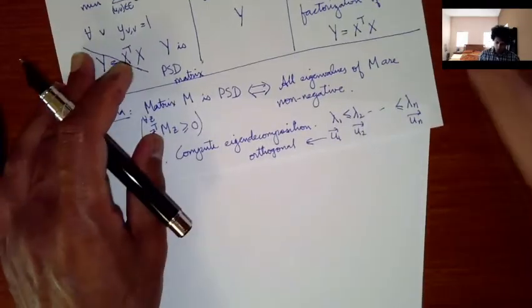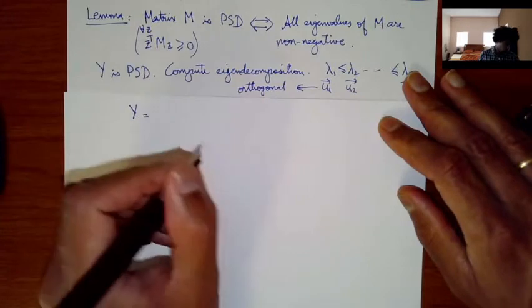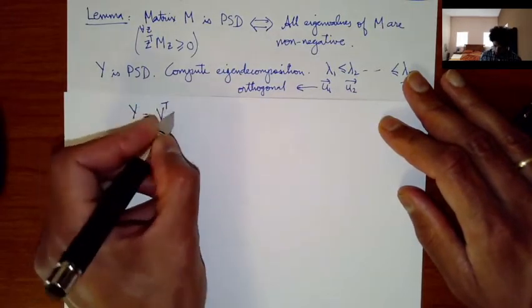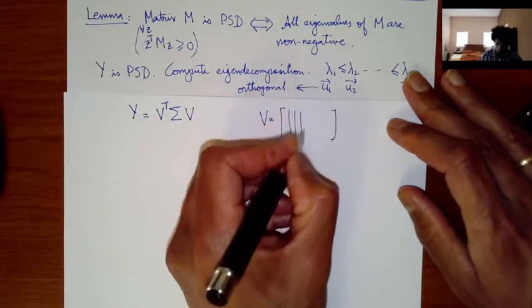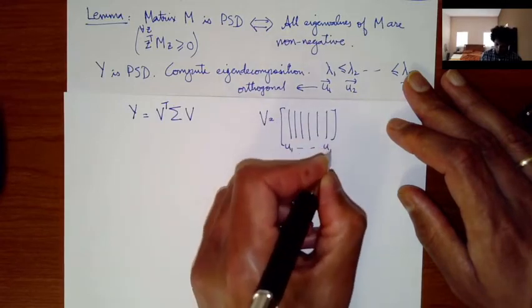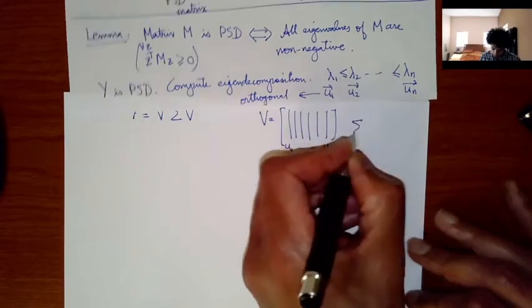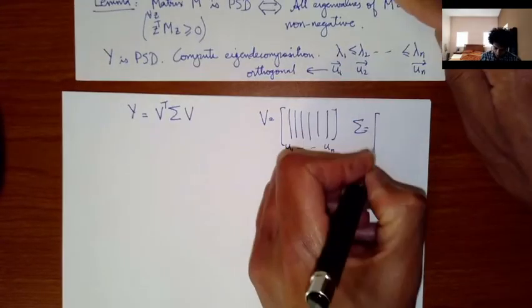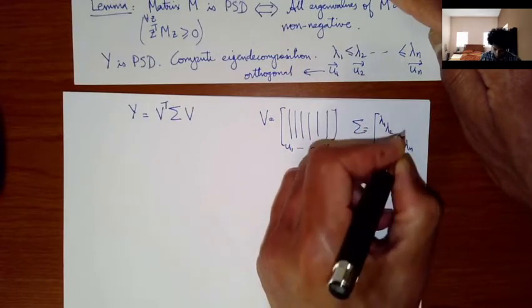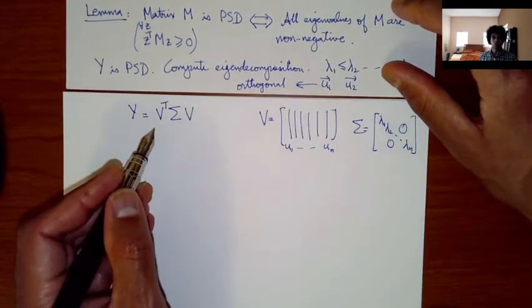Okay, so if you've seen SVD, then given the Eigen decomposition, you can write Y is equal to V transpose sigma V, where V is the orthonormal basis given by the eigenvectors, and sigma is just the diagonal matrix of eigenvalues. So if you compute the Eigen decomposition, you can factorize Y in this form.